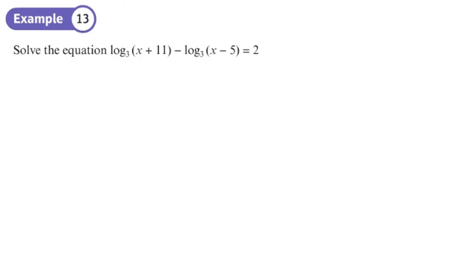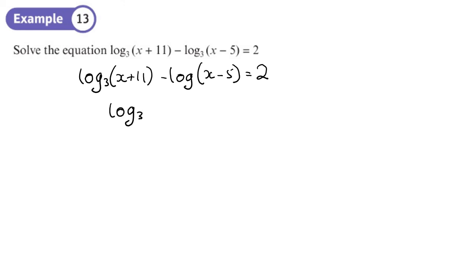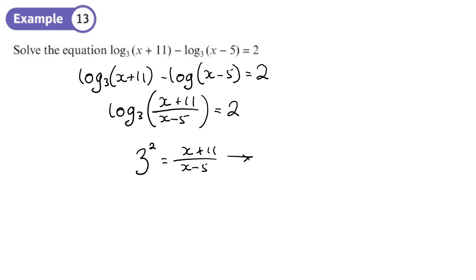Let's solve this equation. Log to the base 3 of x plus 11 minus log to the base 3 of x minus 5 equals 2. So there are no powers to put at the front, but we put the two logs together, log to the base 3 of x plus 11 divided by x minus 5 equals 2. Now we write this as powers, so it's 3 squared equals x plus 11 over x minus 5. So basically x plus 11 over x minus 5 equals 9.